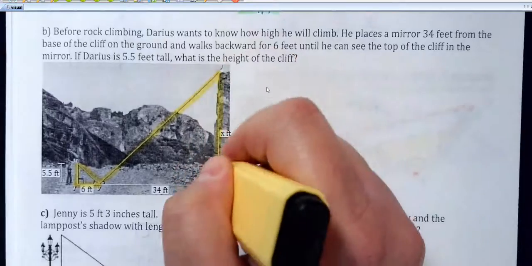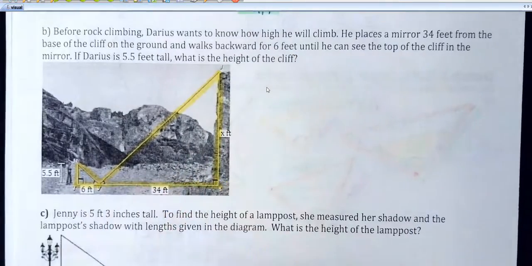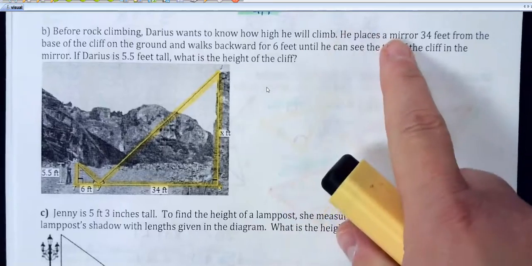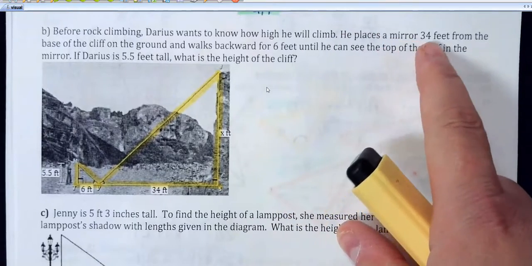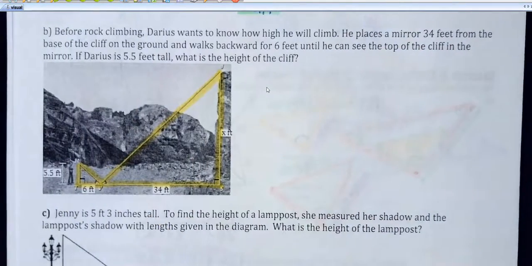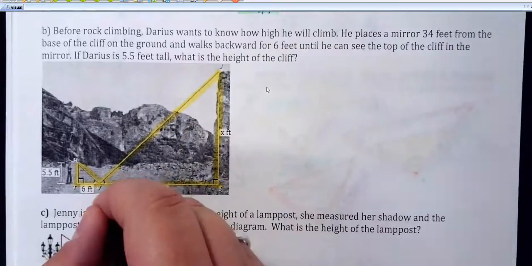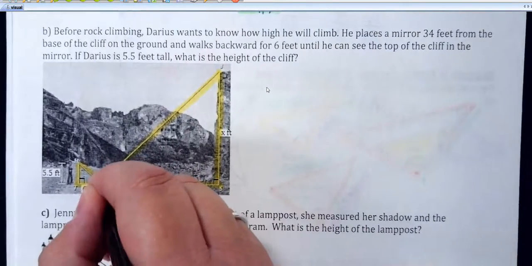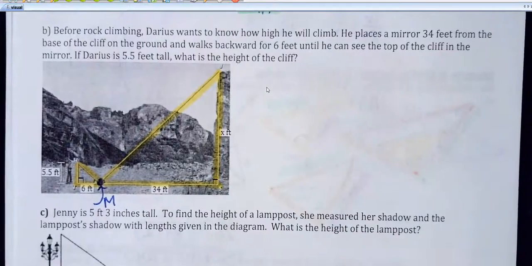But what it says, Darius wants to know how high he's gonna climb if he climbs up on this mountain. It says he places a mirror 34 feet from the base of the cliff. So from the very bottom of the mountain, I don't know if you guys can see this very well in the picture, the mirror would be like right here. If we were to actually go outside and do this to try to measure something, what you would do is you'd put the mirror on the ground, back away from the object, look at the mirror to see the reflection of the top of it.